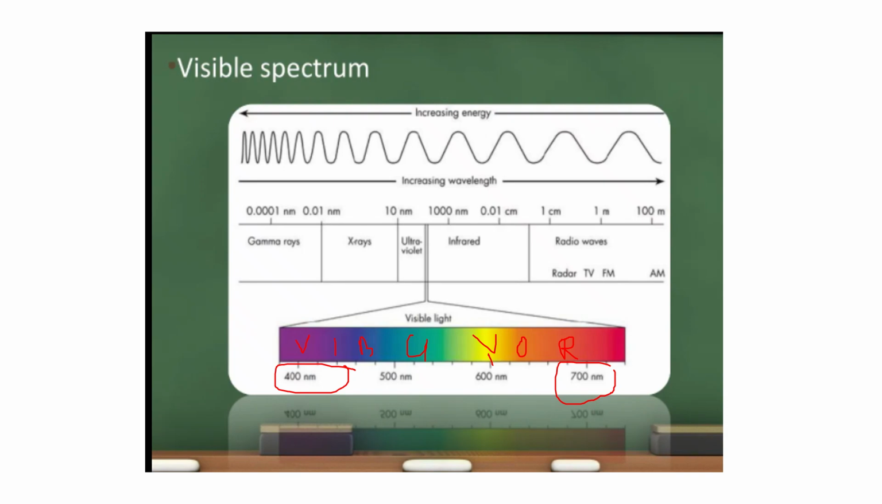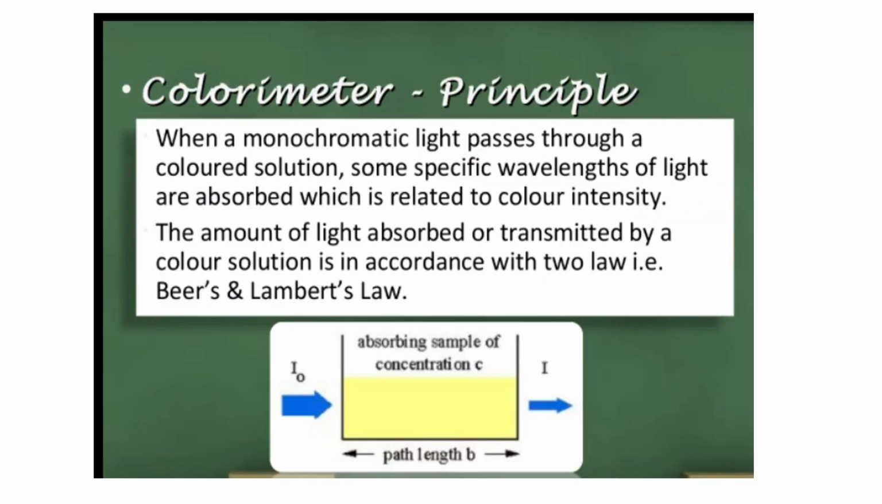Okay, so two laws are there, given by Beer and Lambert. The first one is given by Beer. What he said: when a monochromatic light, a light of a single wavelength, passes through a colored solution, some of the specific wavelengths of light is absorbed, and that is related to the color intensity.